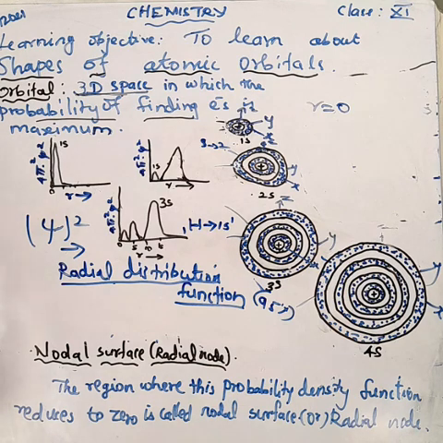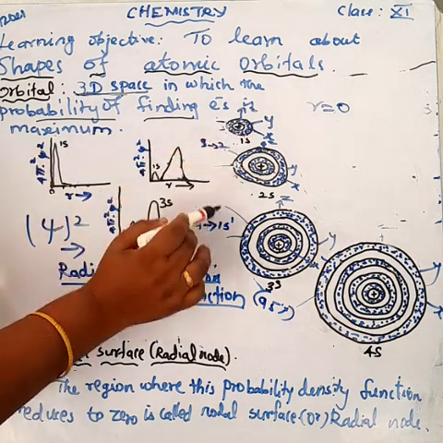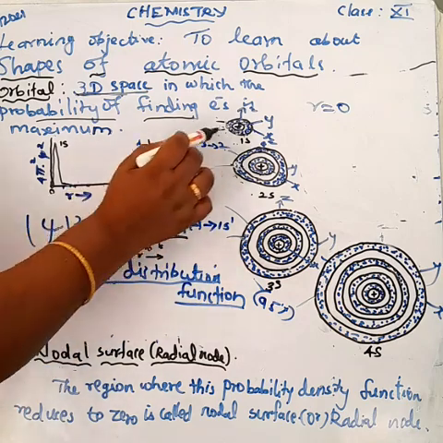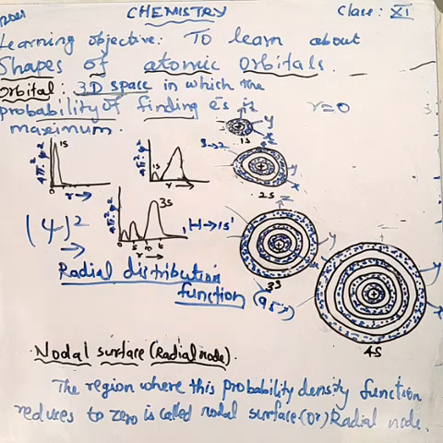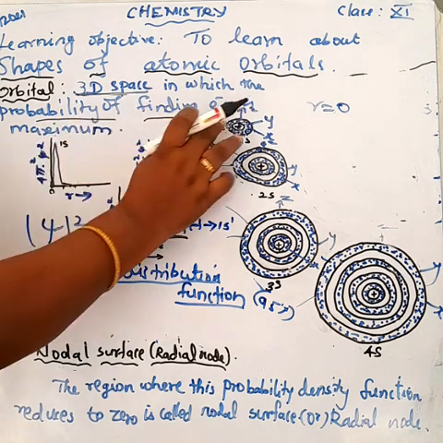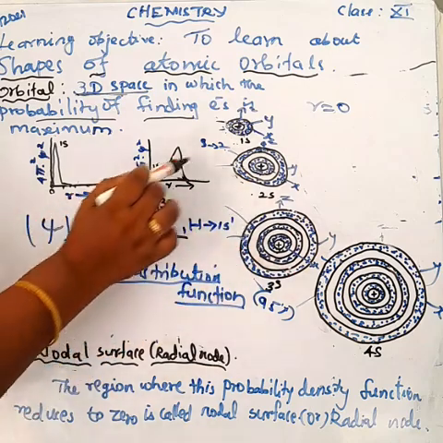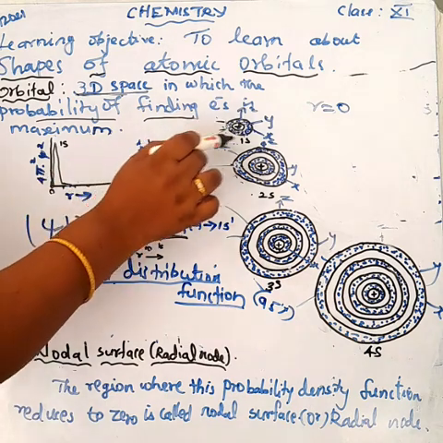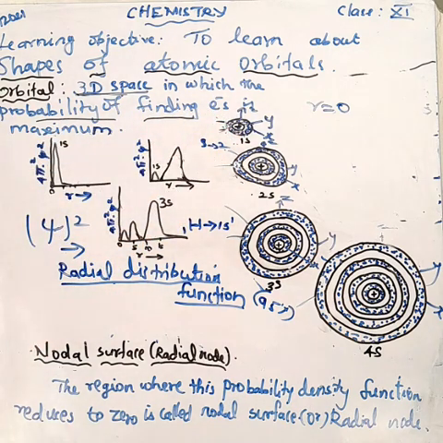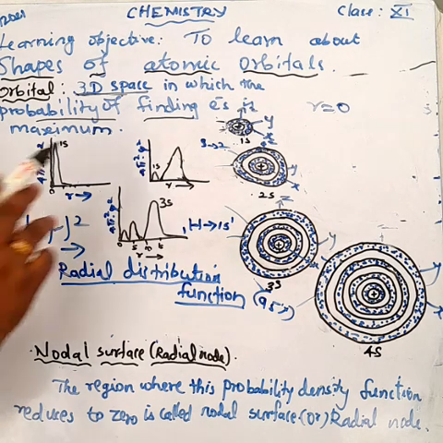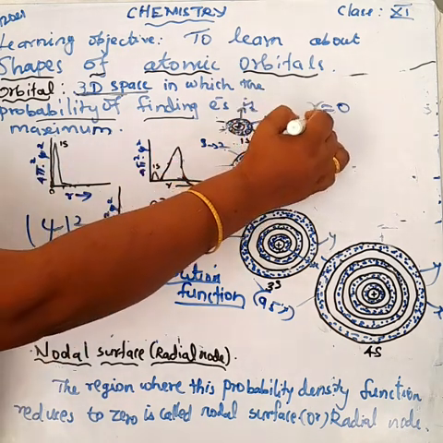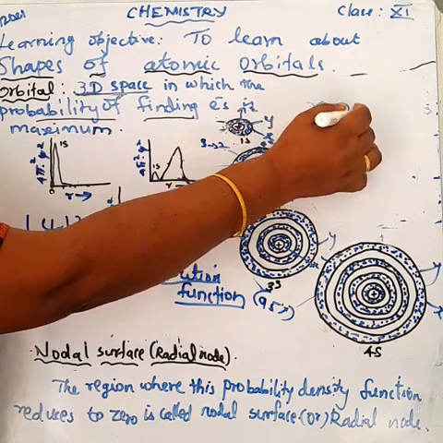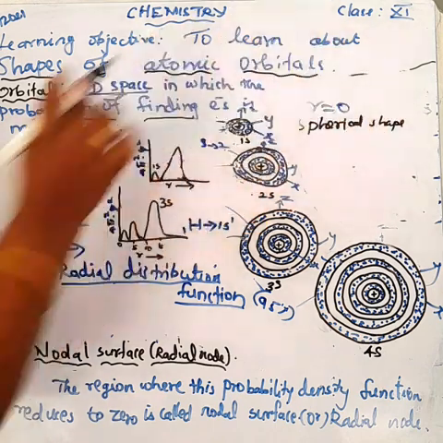Understood? So here, for the 1s orbital, remember there is only one electron, but all the dots are the maximum probability of the electron in all directions. The 1s orbital, this s orbital, is spherical in shape. The maximum probability of the electron is in all directions. That is why the s orbital is spherical in shape. This is non-directional. Understood? Okay.